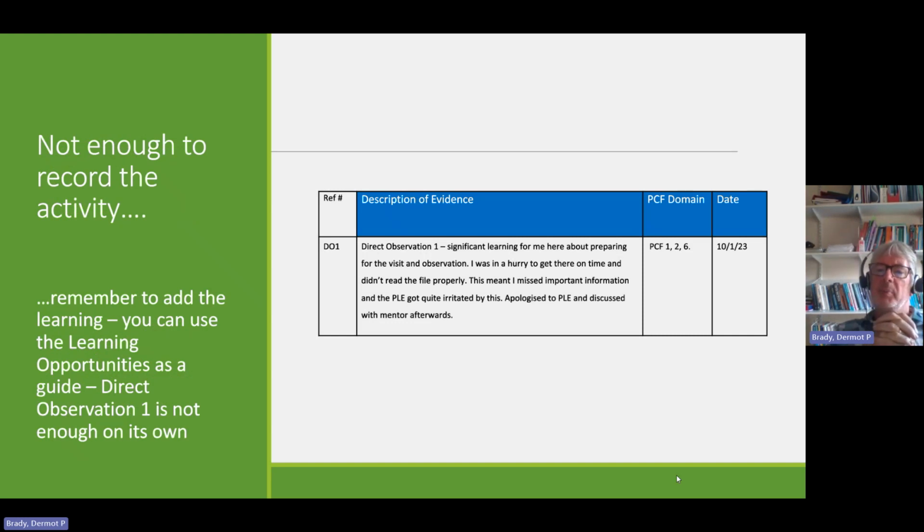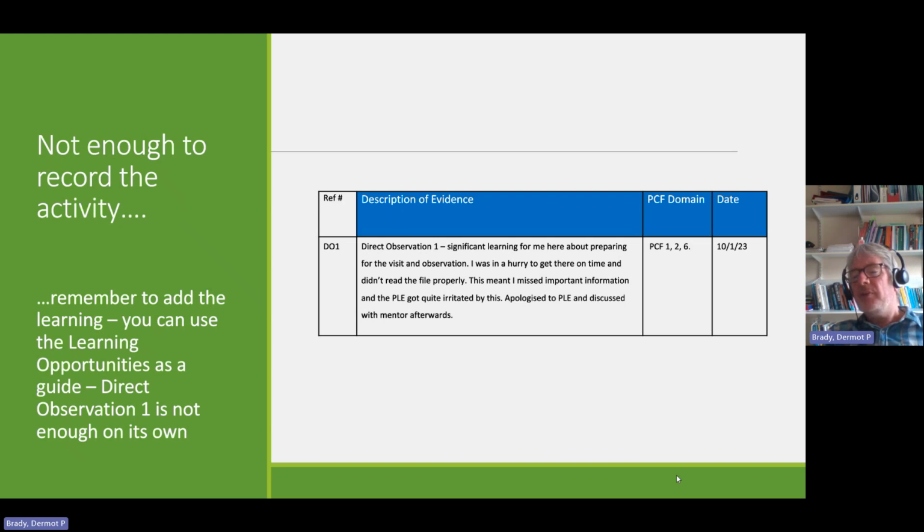I don't even know that it's a good example, but nonetheless, the apprentice, me, has noted significant learning for me here about preparing for a visit and operation. I was in a hurry. I didn't read the file. I missed important information. Now, I'm kind of using this, but that's not untypical of what you see in some of the year 4 apprentices. It's not by any means entirely unusual. But here, there's a little bit of an indication about what happened, what the learning was, and maybe even what I might do differently in future.